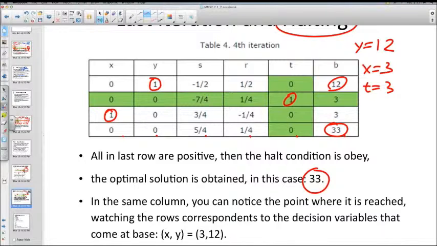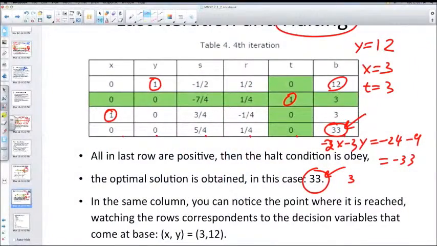T equals 3. In your objective function, you don't have t. You only need the -3x minus 2y. That will be -24 minus 2x minus 3y, -24 minus 9, which is -33. That's why you see the 33 here.